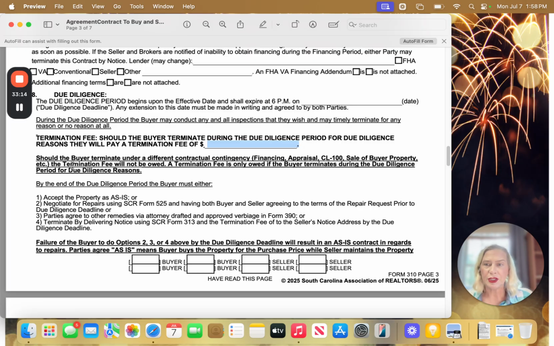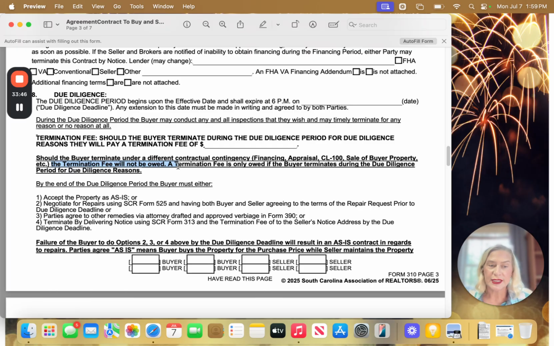Next section: should the buyer terminate under a different contractual contingency? This is like, hey, listing agent, I do not owe you any termination fee if we are terminating because of these following reasons: finance, appraisal, CL100, sale of the buyer's property. It says it in bold that we do not owe them a termination fee. A termination fee will not be owed if we are exercising any of these contingencies.